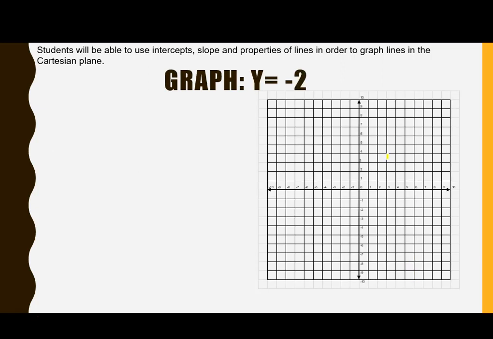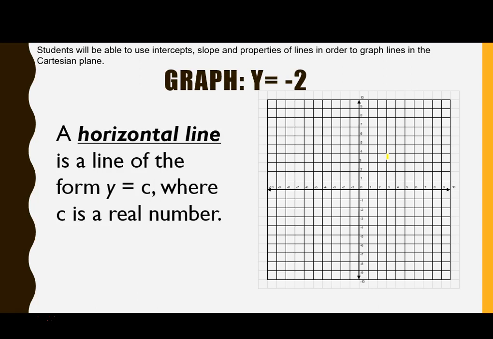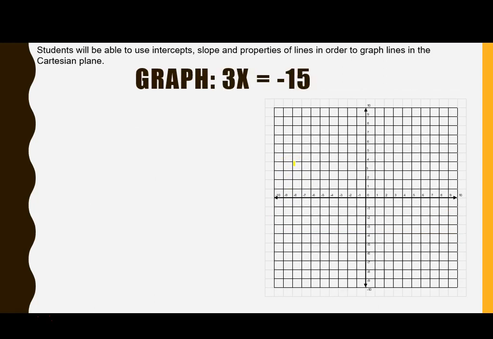If it says y equals -2, looking back in my notes because I have a great teacher, y equals -2 means I'm going to have a dot at the y-axis at -2, and I'm going to draw my line through that. Horizontal line, slope of 0.